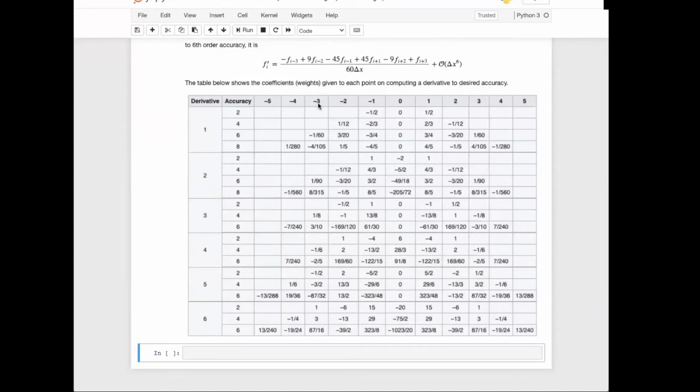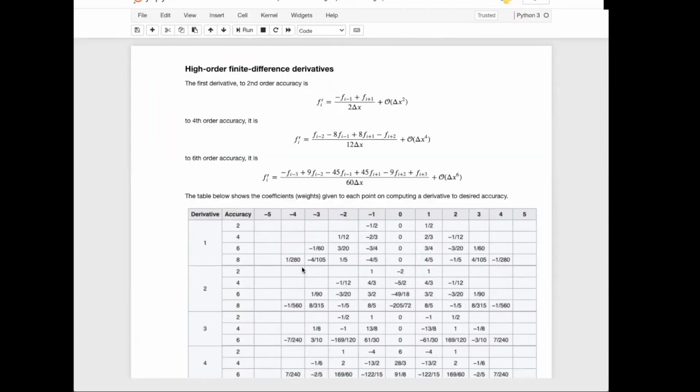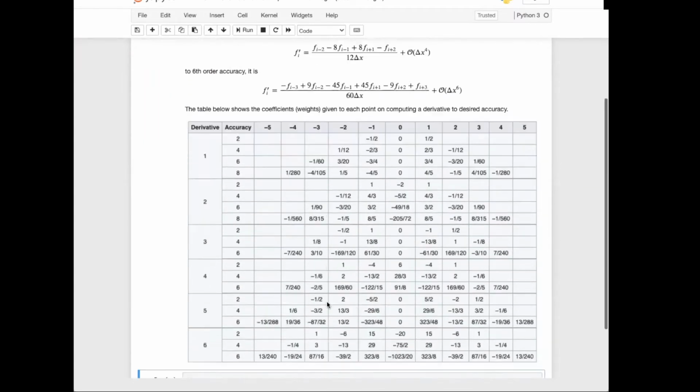The point -3 in the stencil has a coefficient -1/60, which is what you see here. The point -2 has coefficient 3/20, that's what you see here, 9/60. The point -1, 45/60, that's -3/4. 0 is the coefficient of the center point, and the same coefficients with flipped sign on the other side for the points 1, 2, and 3. So this is how you use this table.